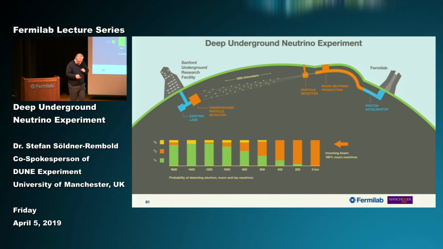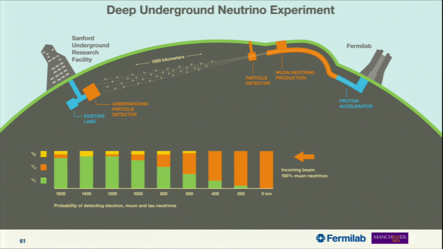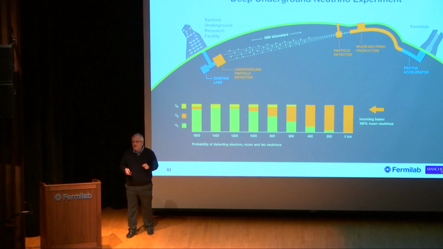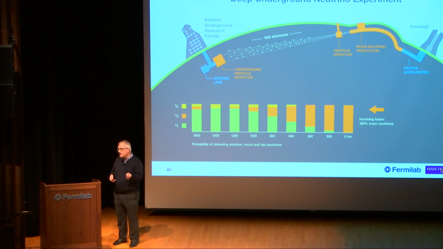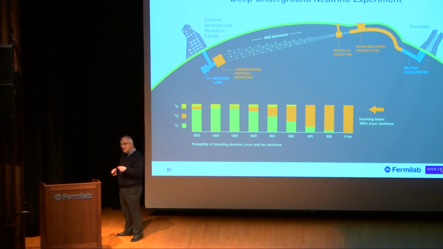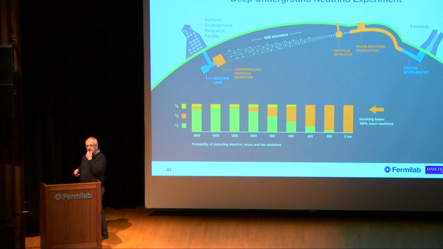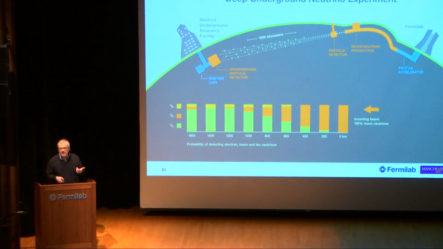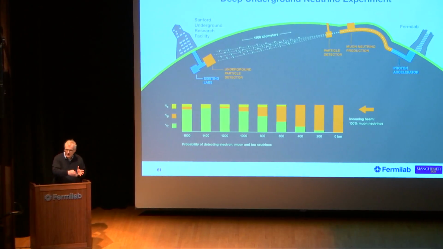Back to DUNE. What I showed you before, we talked about the far detector in South Dakota. This is where we are. There's another detector here, and that's actually quite an important detector, which we absolutely need for this project, because what we want to measure is how many of these neutrinos changed their identity. In order to do that, we have to measure how many of these neutrinos are produced here at Fermilab.